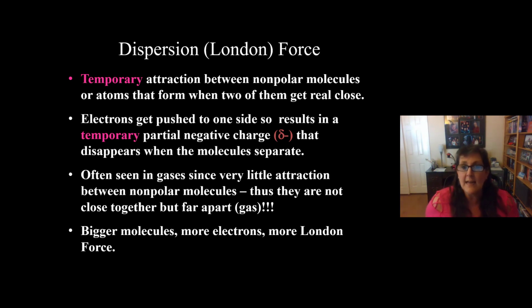So usually it's seen in gases because there's not a lot of attraction. Again, they come together, there's an interaction for a moment, and then they go away. Often this is seen in gases, and that's why they're gases, because they're not attracted. Gases, again, are when the atoms are far apart from each other with lots of empty space in between them. Now, one thing about London dispersion forces is the bigger the molecules or atoms, the more electrons you have, so the stronger the force can be. But in general, London dispersion force is the weakest force of all out of the 4.